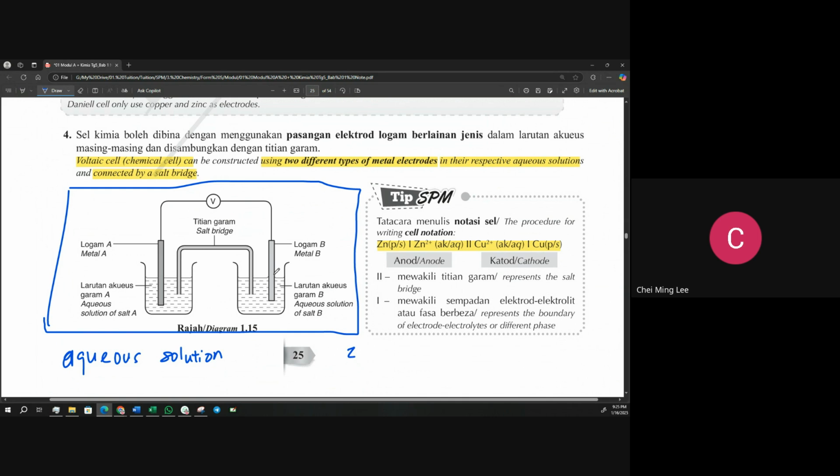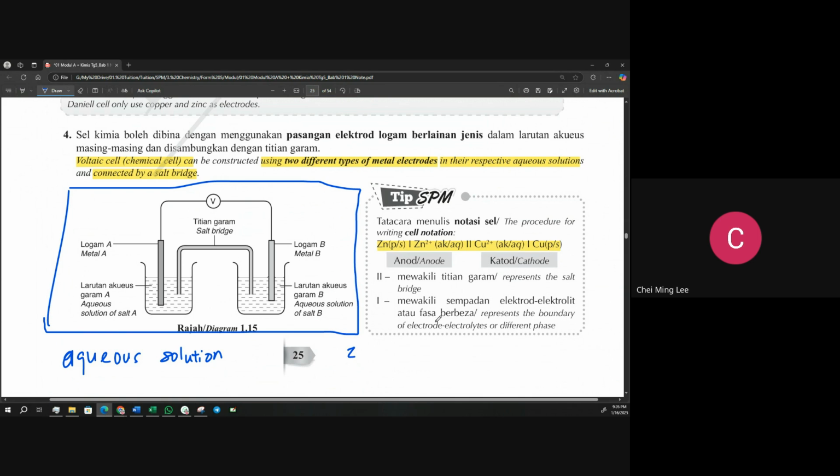Then after connecting the salt bridge, what does it touch first? It touches the aqueous first. So that's why it's copper ion aqueous and then copper solid. So you see, solid, aqueous, double slash, then the slash touches aqueous, then solid. So solid, aqueous, double slash, then aqueous, solid.